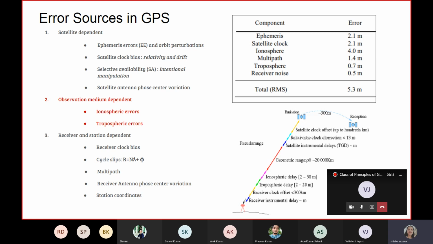and troposphere. So the closer portion towards the Earth's surface is the troposphere, and the portion closer to the satellite is the ionosphere.